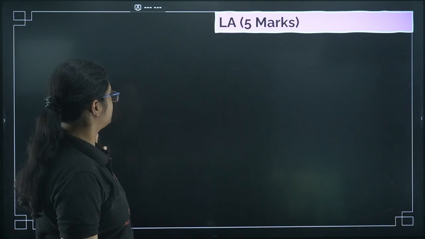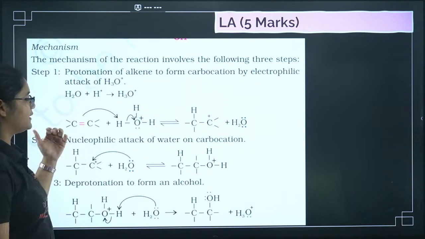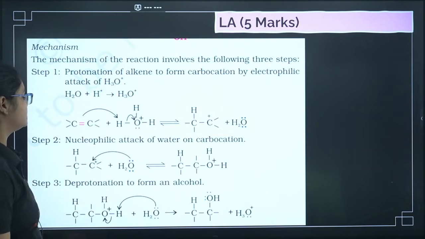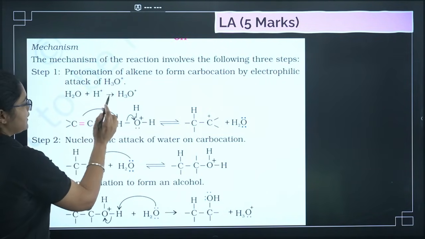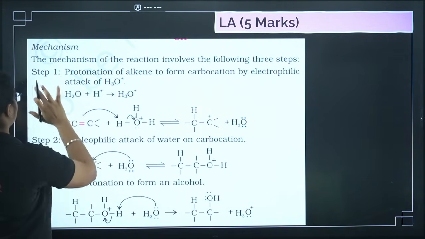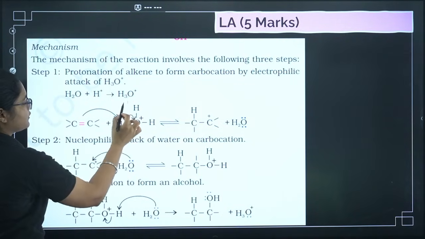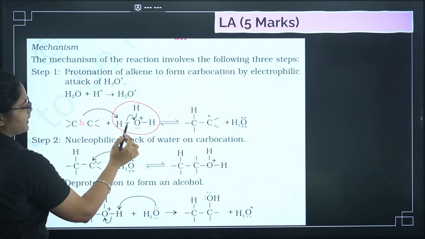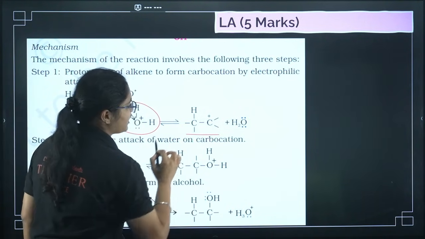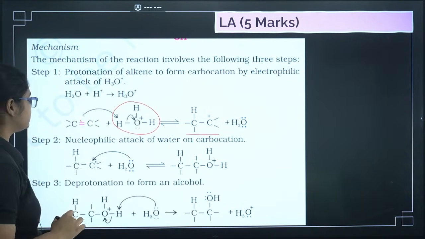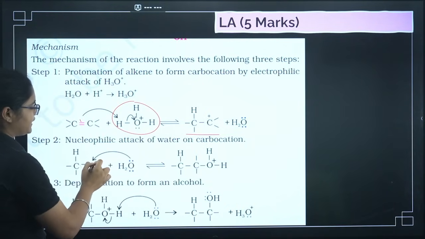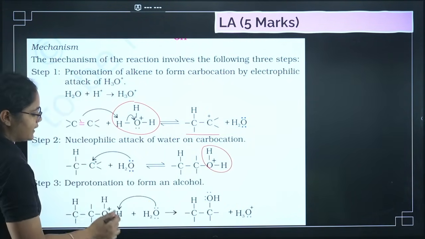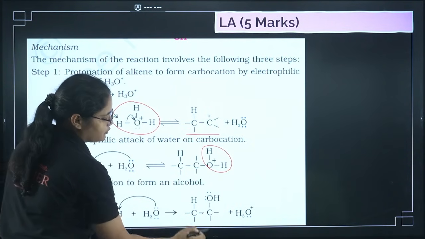Now I can show the mechanism for the addition of water to alkene. First of all you have this alkene, and then the water gets first protonated to give you H3O+. Now this alkene attacks on this H, and this water molecule is released and we get a carbocation here. In the second step, the water molecule reattacks on this carbocation to form protonated alcohol. After that there is deprotonation here to give you the alcohol.